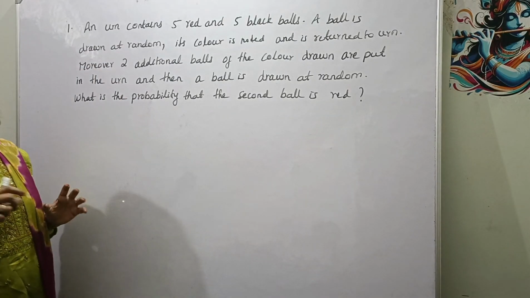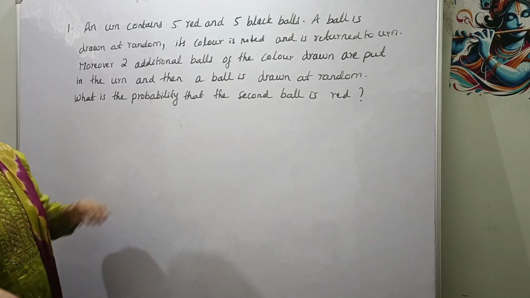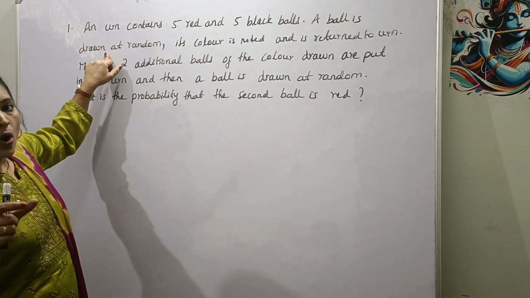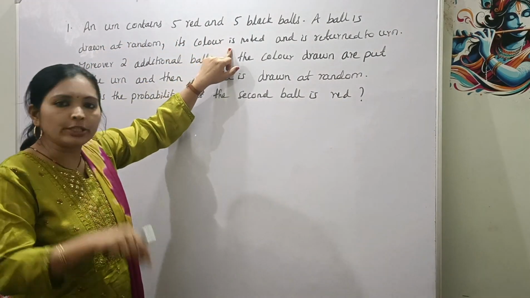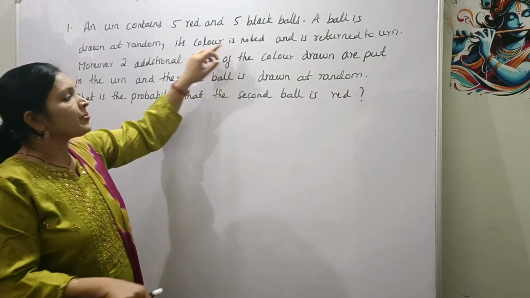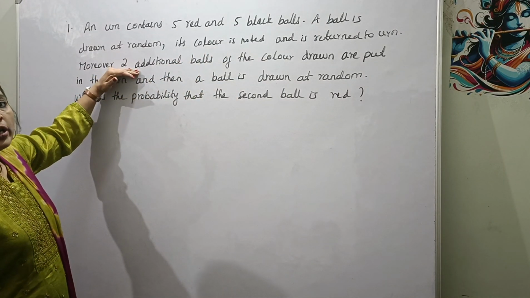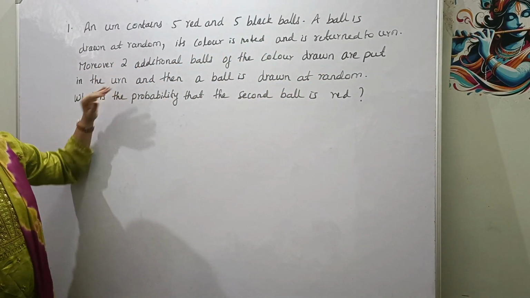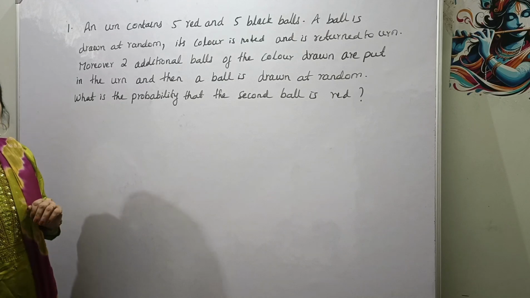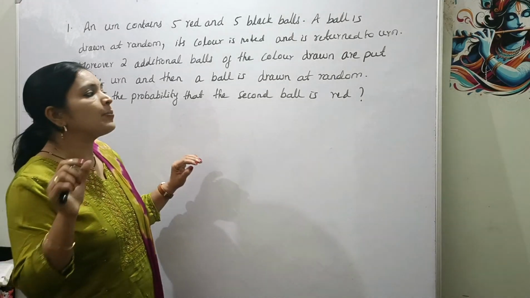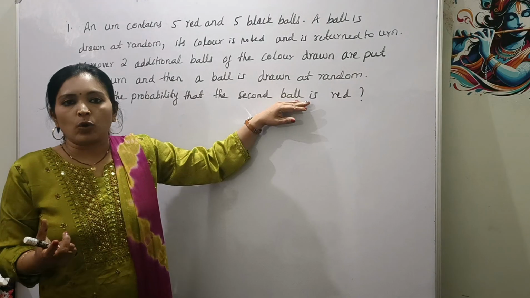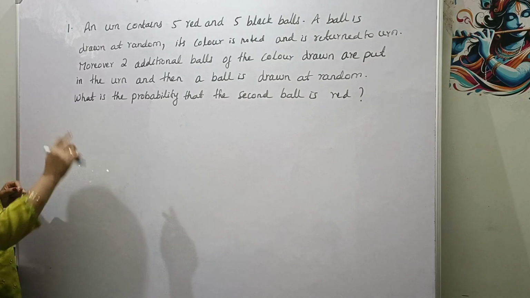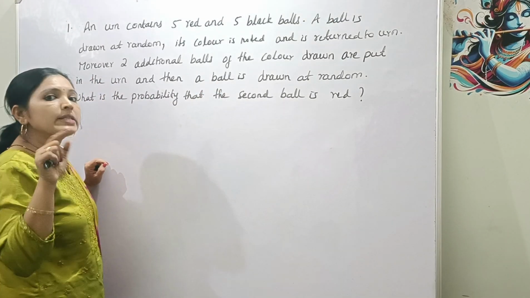Okay, so here we are drawing 2 balls. In the first draw there are only 10 balls. One ball is drawn and its color is noted and it is returned to the urn, and then 2 balls of the same color are put in the urn and another ball is drawn. So here we have to find the probability that the second ball is red, that is, a red ball is drawn in the second draw.